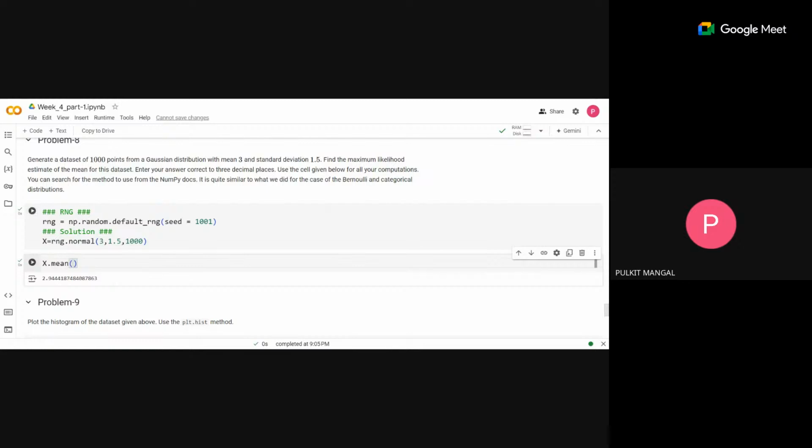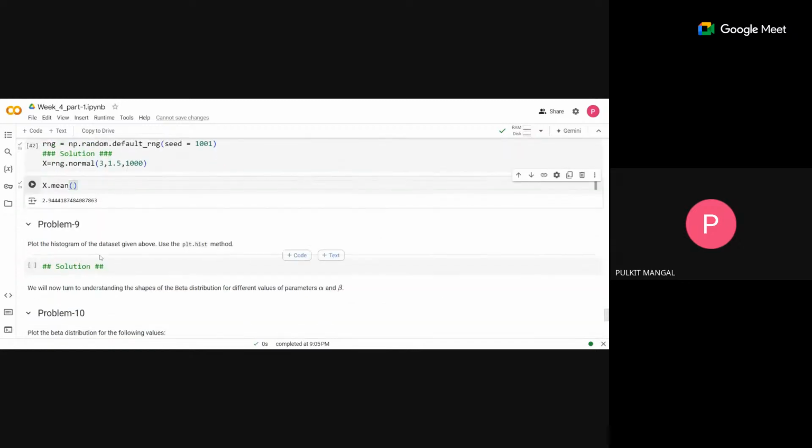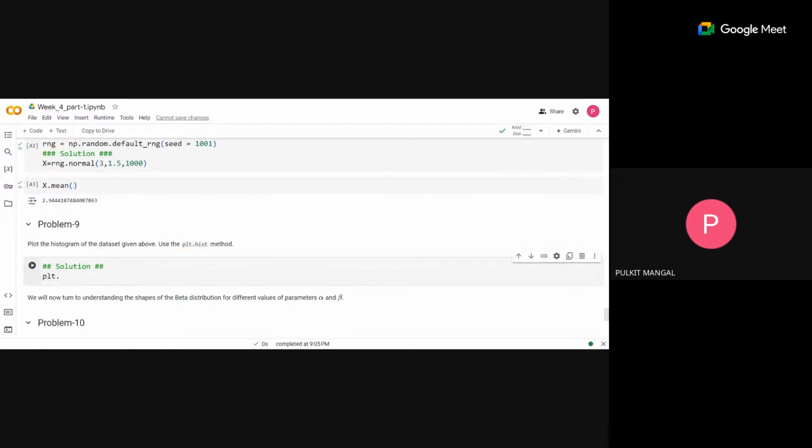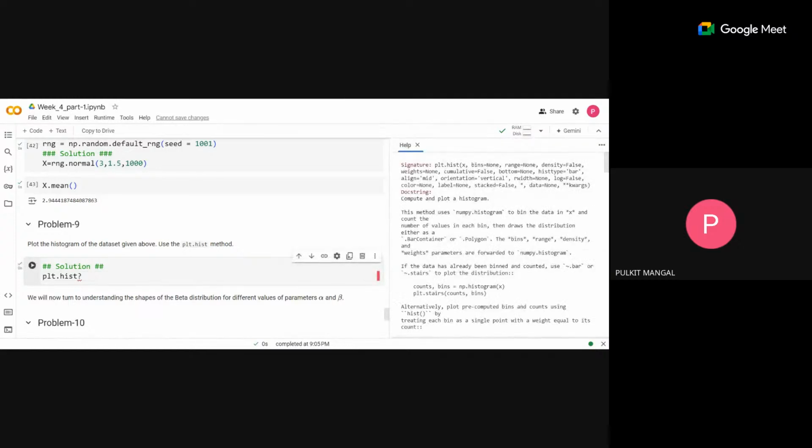No. So let's move toward problem 9, that is, plot the histogram of the data set that we calculated here. We have to use plt.hist. If you don't know, just type plt.hist and it will open this documentation. So this takes x.